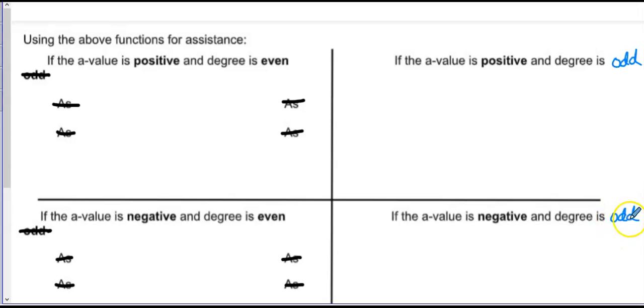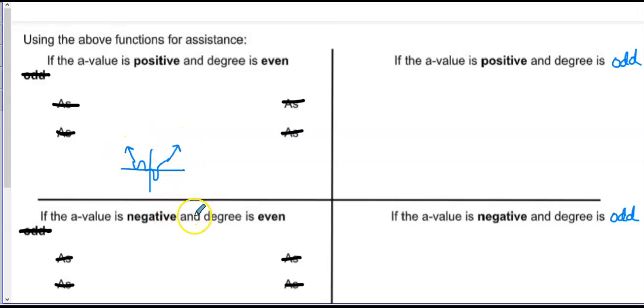So if you'll write in odd over here on the right. Let's talk about what these things look like. So if the a value is a positive number and the degree is even, then what the graph is going to do on either side, let's draw a little sketch. No matter what goes on in the middle, I'm just going to draw arrows. So on this side, the arrow is going to go up and to the left. On this side, the arrow is going to go up and to the right. You might have all kinds of stuff going on in here, but what's going to end up happening if the a value is positive and it's an even degree, so if it's 2, 4, 6, 8, whatever, then the arrows at the ends are going to look like this.